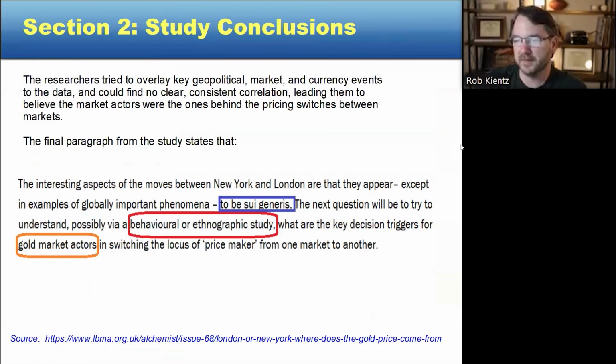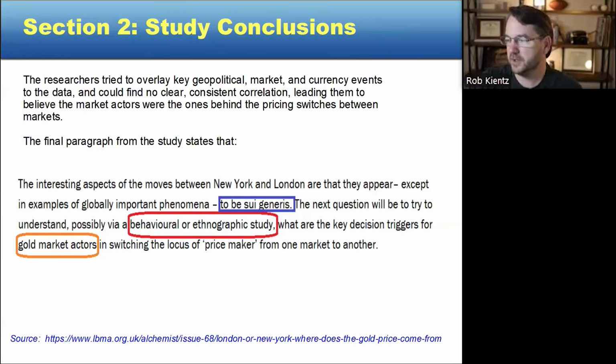The final paragraph from the study is very interesting, and I highlight some things I want you to pay attention to because it's going to feed into, as we get deeper into figuring out pricing and who's moving the markets. Quote from their study: the interesting aspects of the moves between New York and London are that they appear, except in examples of globally important phenomena, to be sui generis. What sui generis means is basically Latin for not impacted by outside events, or of its own kind, meaning the market itself is determining prices.